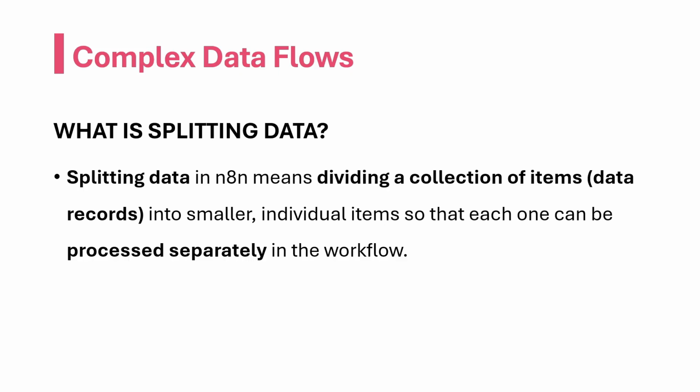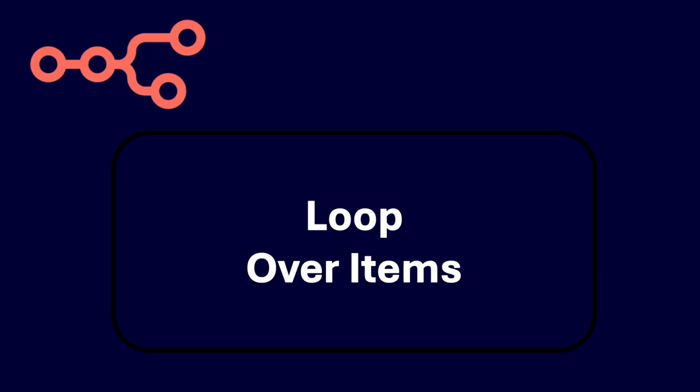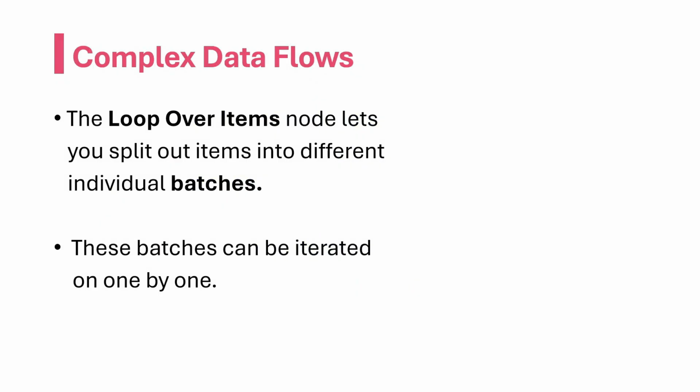After splitting our data, we use the Loop Over Items node to process each item step by step. Think of it like this: say you have 5 customer entries. The Loop Over Items node will run the next set of nodes 5 times, one for each customer. This is how we create smart automated loops in n8n without writing any code.